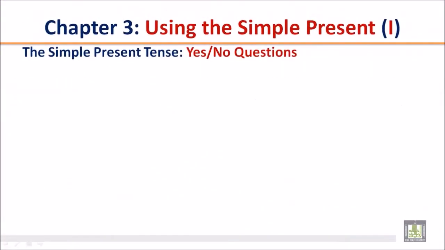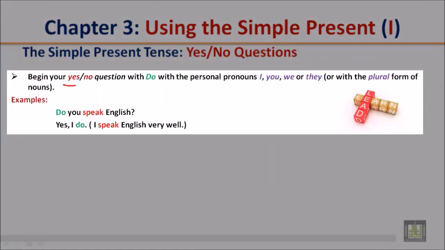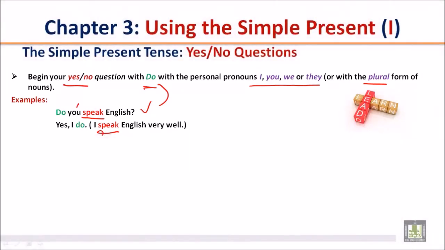The simple present tense. Yes or no questions. Begin your yes or no question with do, with the personal pronouns I, you, we, or they, or with the plural form of nouns. Here are the examples. Do you speak English? In this example, we begin our question with do. With the personal pronoun you, speak is the base form of the verb. And the answer would be, yes, I do. I speak English very well.